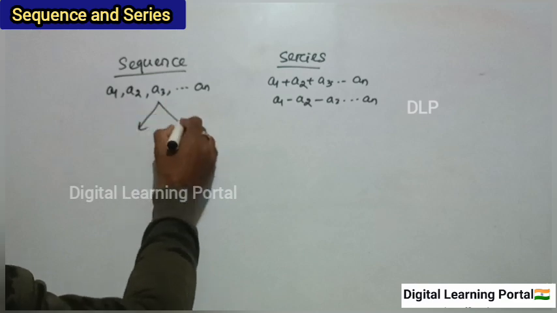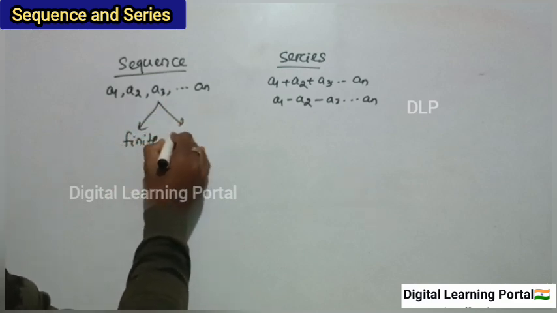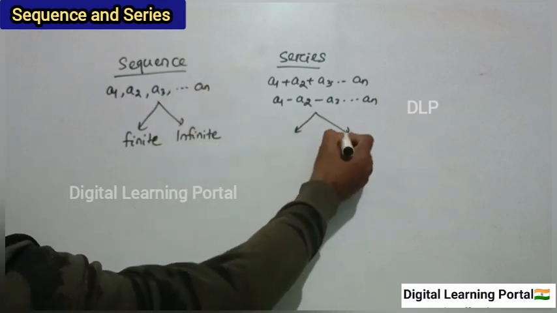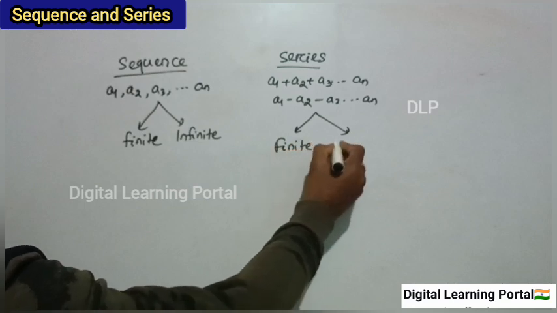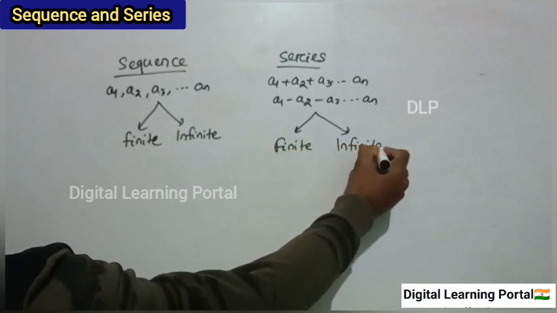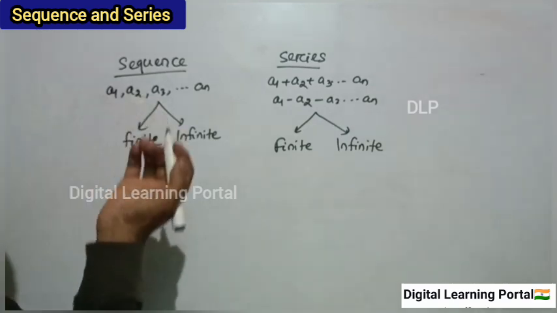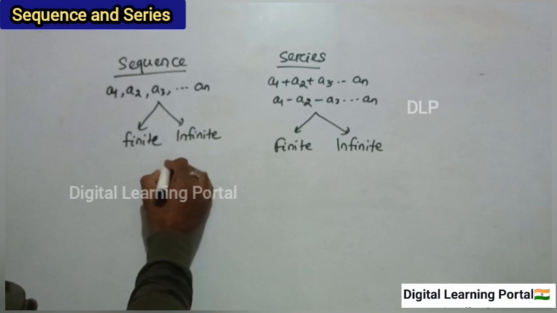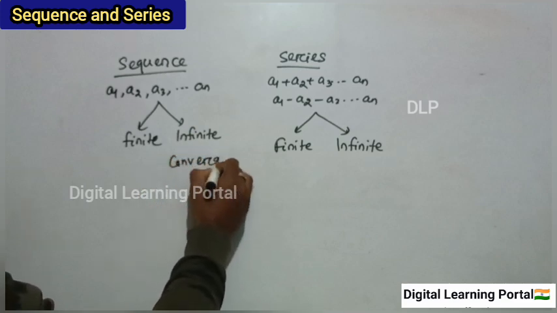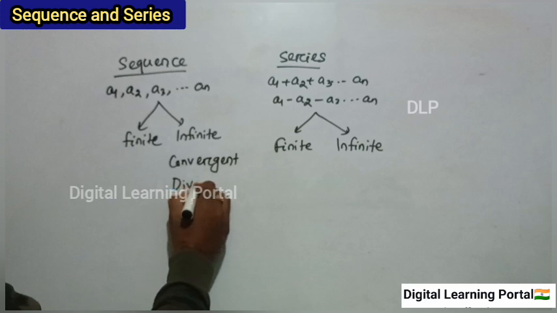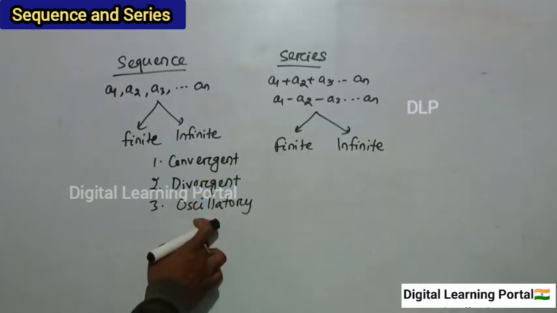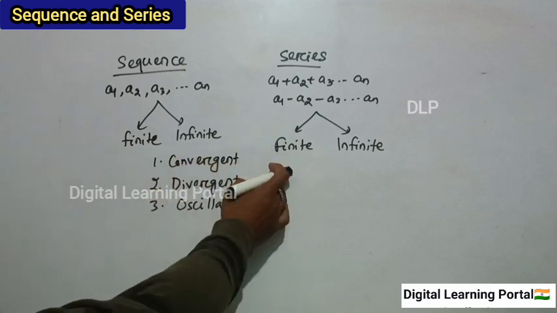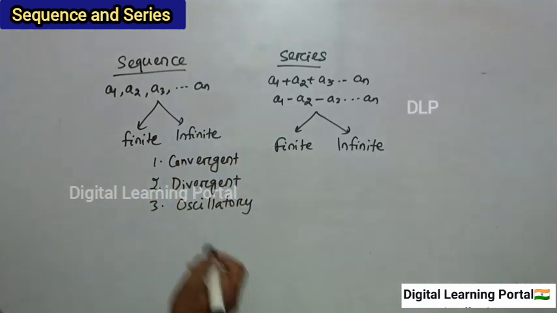Our sequence may be finite or infinite depending upon the sequence. Similarly, a series may be finite or infinite. Here, sequences or series we can divide into three types: first one is convergent, second one is divergent, and third one is oscillatory. Here we define these three categories: what is a convergent series, what is a divergent series, and what is an oscillatory series.